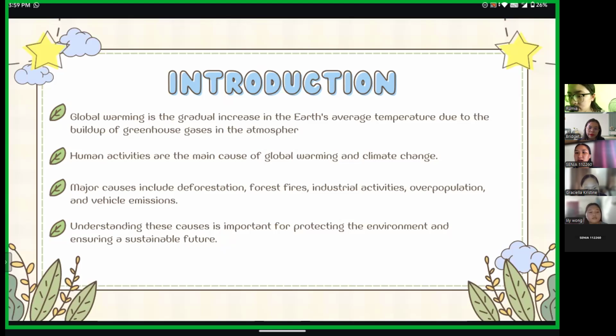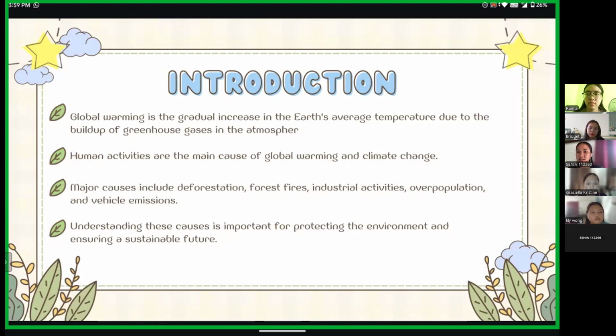When a tree is cut down, when the forest burns, when the factory releases smoke, and when the vehicle produces exhaust gases, all of these actions add to the problem. This is why it's very important for us to understand these causes so that we can take action to reduce it.